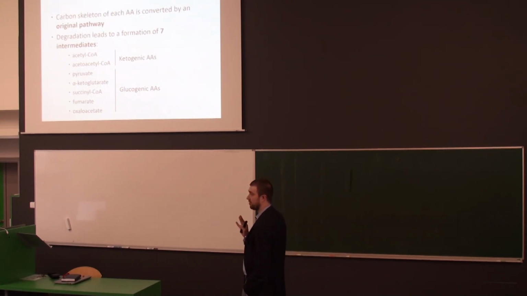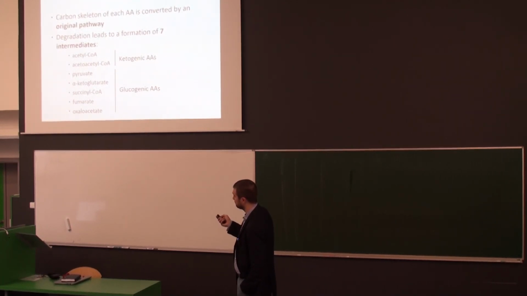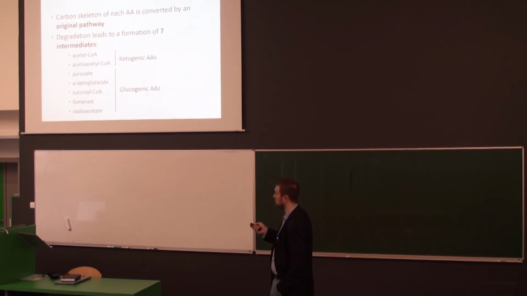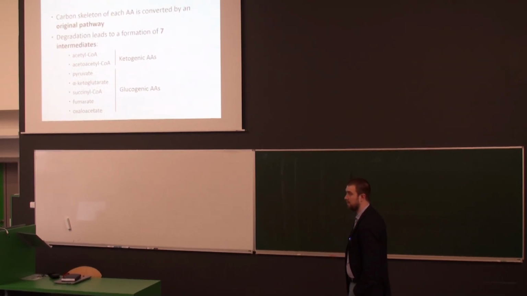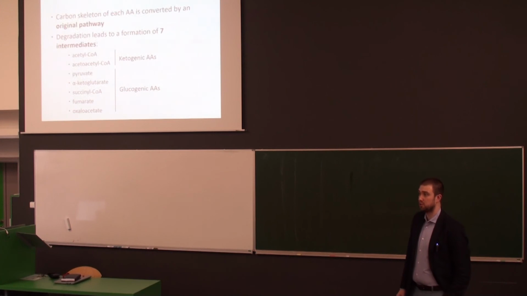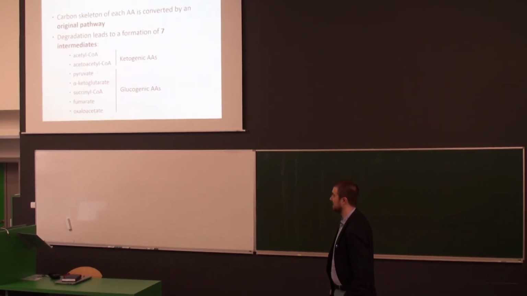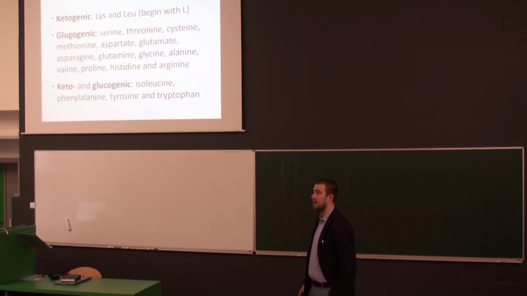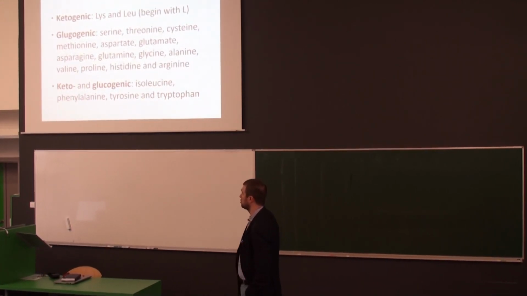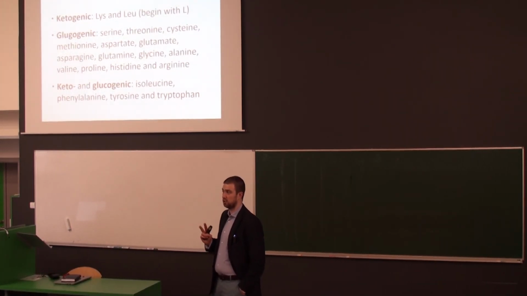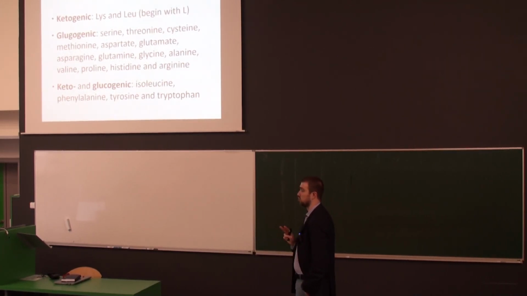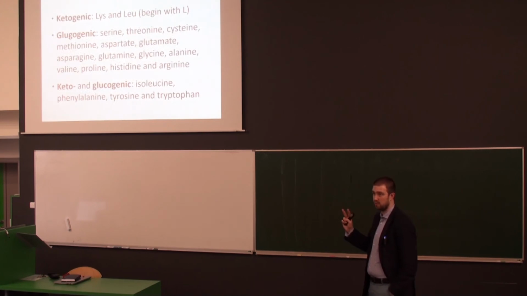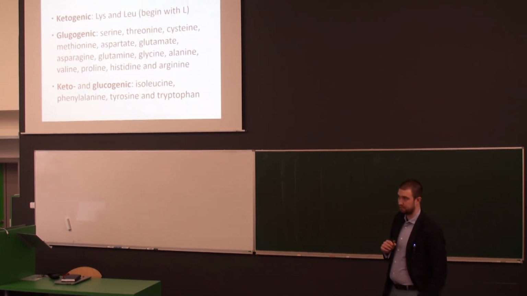Then we have 5 other intermediates that can be produced from amino acids. In majority, they are the intermediates of Krebs cycle or pyruvate. And since you know that all intermediates of Krebs cycle and pyruvate also can be converted to glucose, we call these amino acids glucogenic amino acids. If we look at the list, the majority of amino acids are glucogenic, only 2 are ketogenic. Ketogenic are only those 2 that begin with L, thus you can remember it, so it's lysine and leucine.